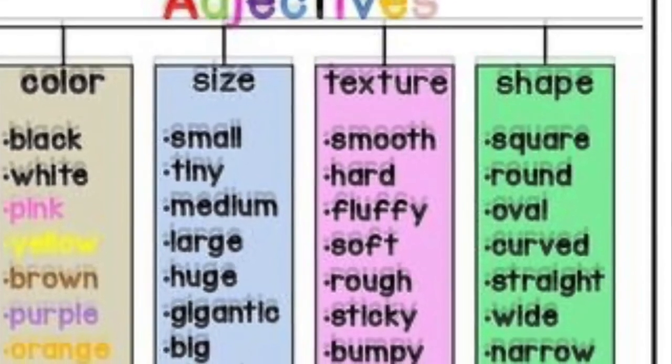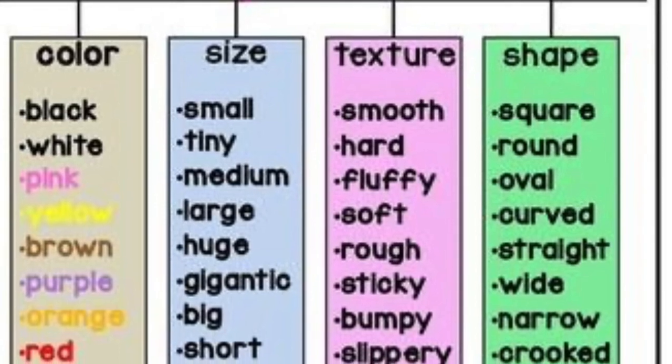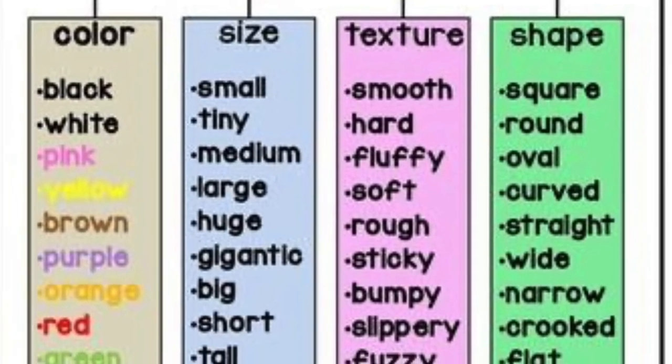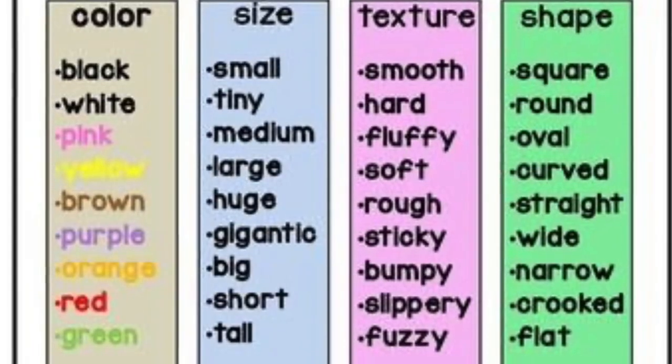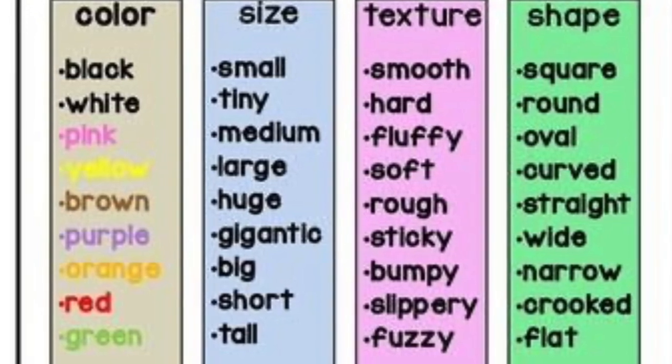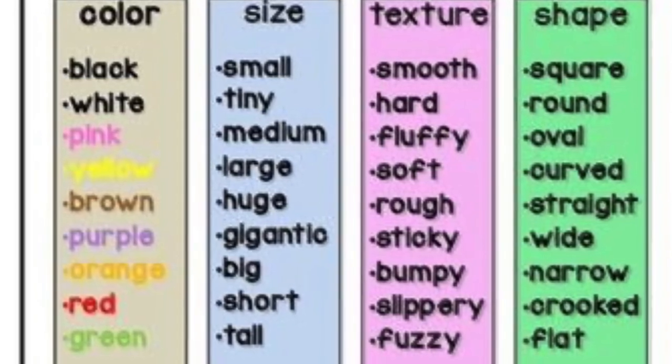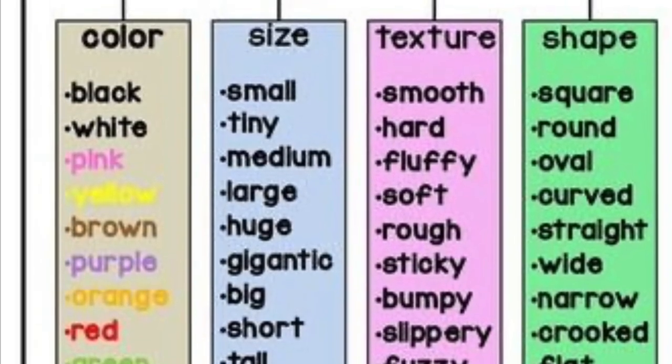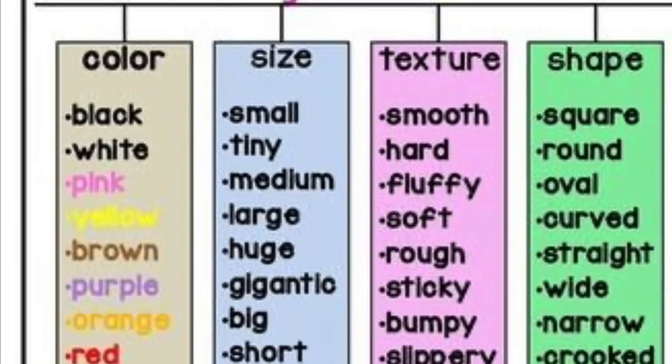All right, adjectives and adverbs can be used to compare things. The suffix ER can attach to adjectives and adverbs to compare two persons or two things.